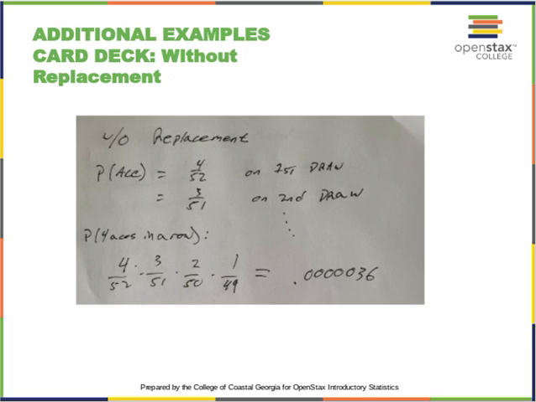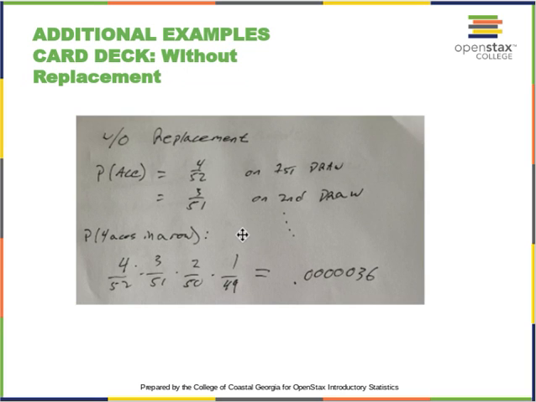Now, without replacement, we're going to draw a card, leave it out. Set it up the same way. You have 4 ways to get your event of interest, which is drawing an ace, and 52 total outcomes. On the first draw, you have the same probability. On the second draw, though, you're going to have 1 less ace that you can draw and 1 less card in the deck. So you now have 3 over 51. And that will just continue on.